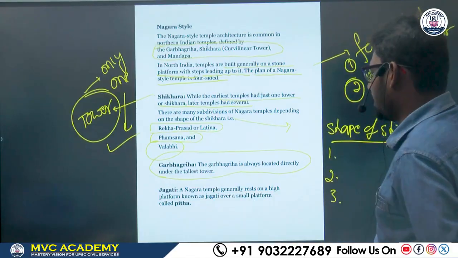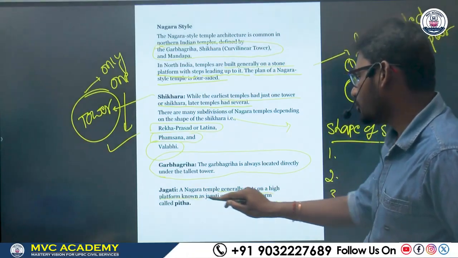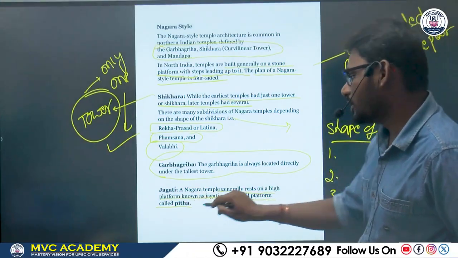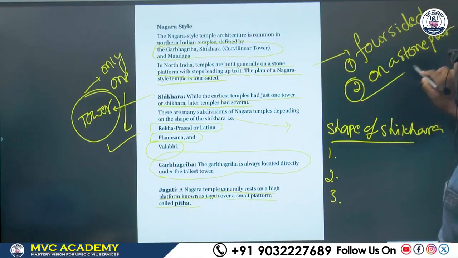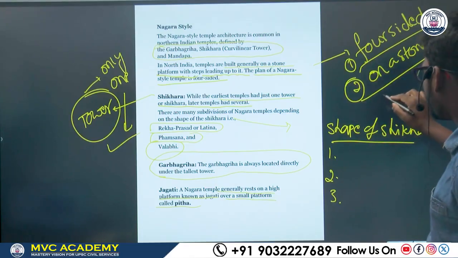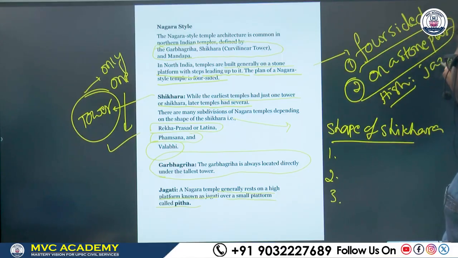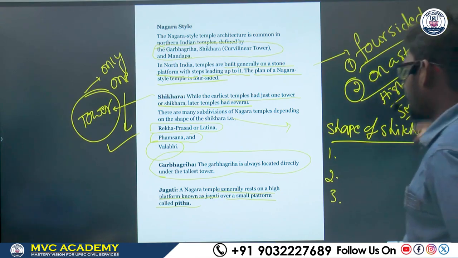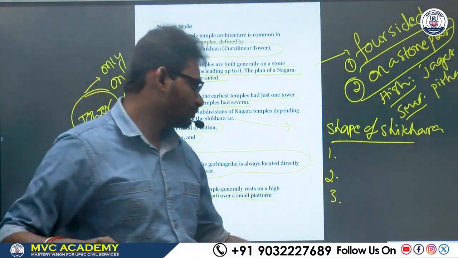Next, Jagati. A Nagara temple generally rests on a high platform known as Jagati or a small platform called Pita. So generally in Nagara style we are having a stone platform. If the platform is high, it is known as Jagati. If the platform is small, it is known as Pita. So high platform Jagati, small platform Pita.